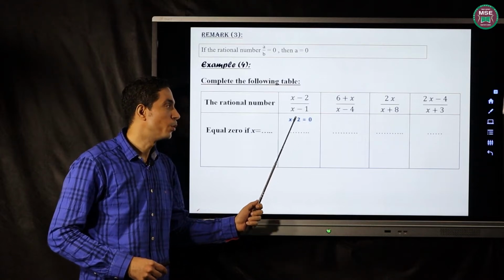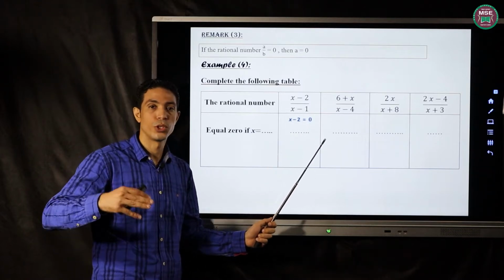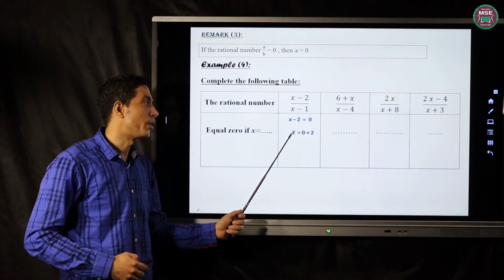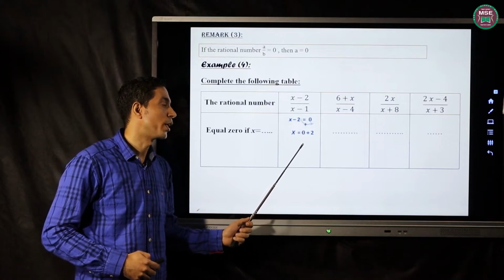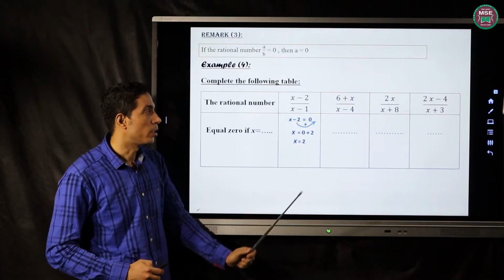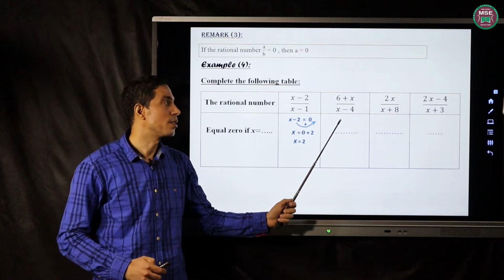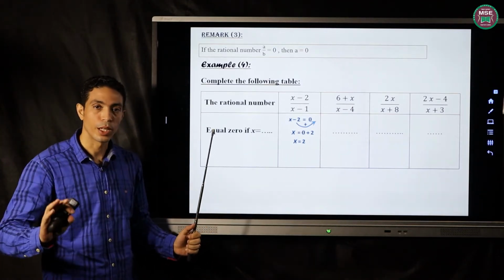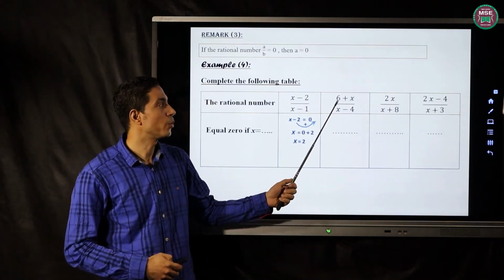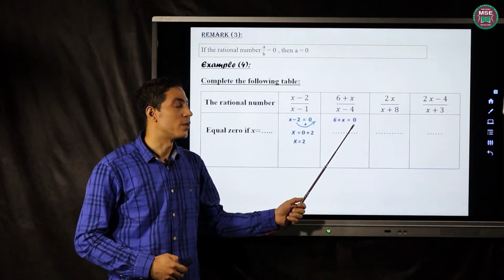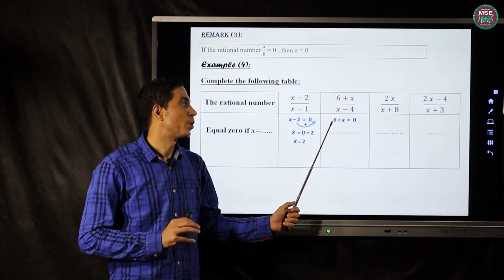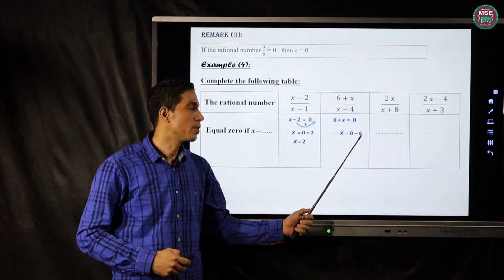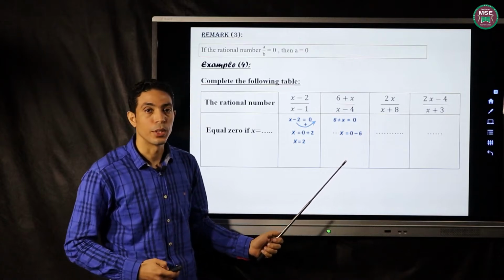We take negative 2 from this side to the other side and we change the sign. Negative 2 will be plus 2. Then x must be 0 plus 2, which equals 2. Example 2: (x plus 6) over (x minus 4), its rational number equals 0 if the numerator equals 0. This numerator, x plus 6, must be equal to 0. We take 6 with a positive sign to the other side with a negative sign. Then x will equal 0 minus 6, which equals negative 6.